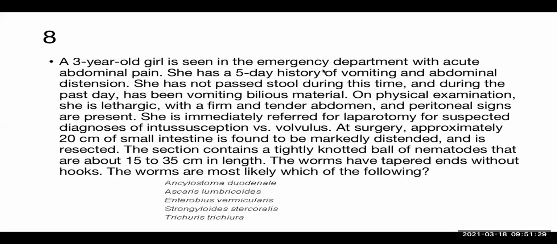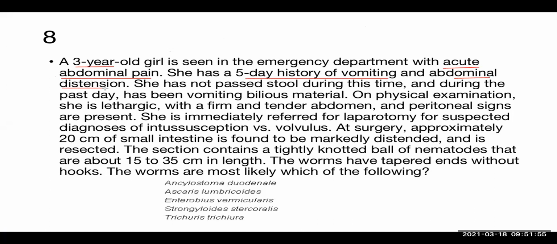So we're talking about the clinical cases discussion. So let's proceed further. This case is all about a 3-year-old girl. Her age is 3 years. She is seen in the emergency department with acute abdominal pain. She has a 5-day history of vomiting and abdominal distension.